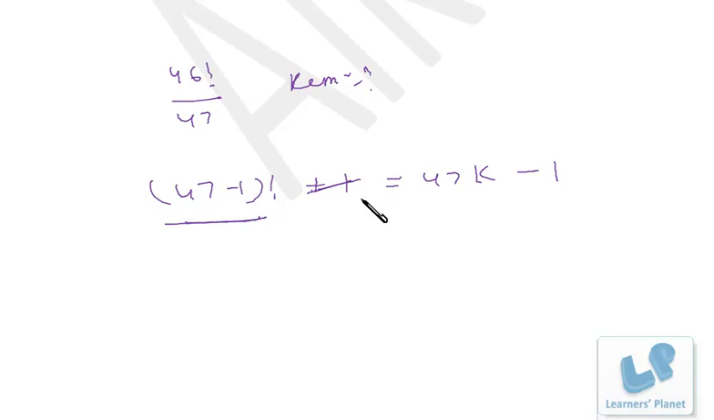If you divide this expression by 47, the remainder will be minus 1, because here it is 47k, so the remainder will be 0. So finally the remainder will be minus 1. That means if this expression is divided by 47, the remainder will be minus 1. So the positive remainder will be 47 minus 1, that is 46. It is as simple as that, a simple application of Wilson's theorem. Okay, so I'm sure you are clear with Wilson's theorem as well.